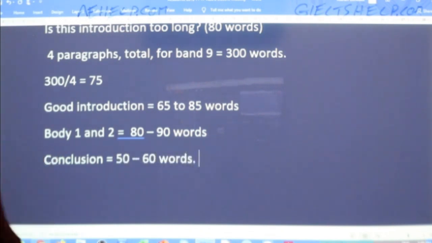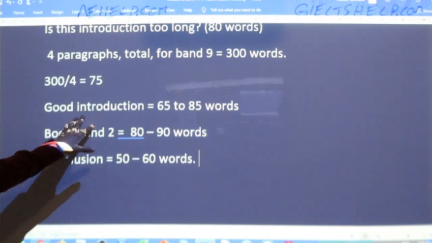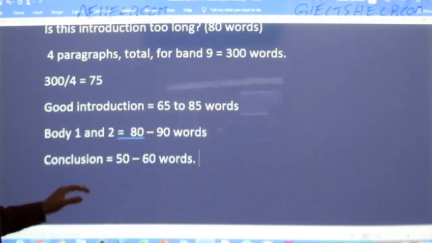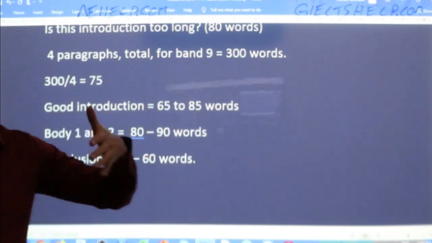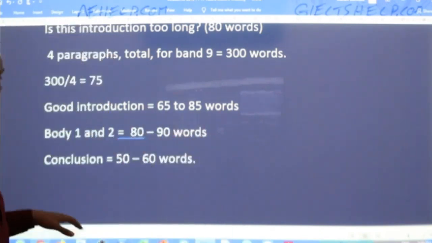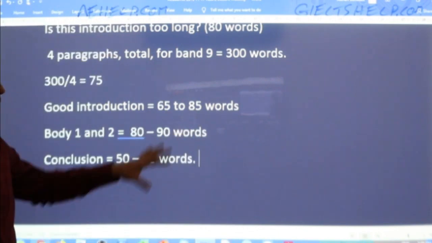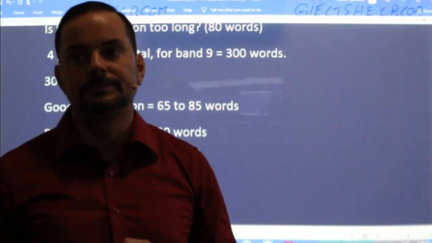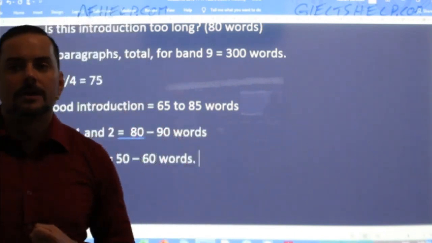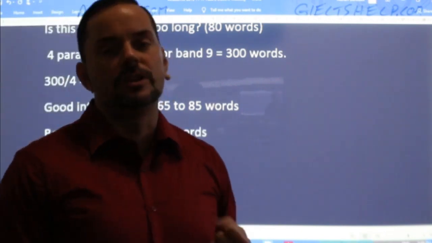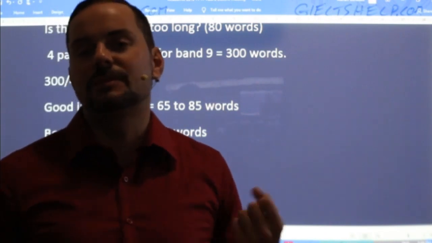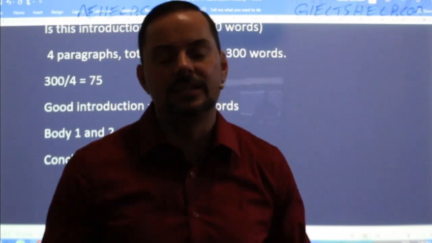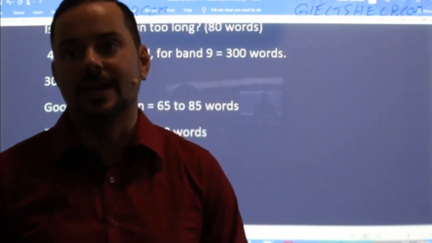So that's how you should think about it. A good introduction is 65 to 85 words on average, body 1, body 2, 80 to 90 words on average, and conclusion is 50 to 60 words. That's my 4 paragraphs. Does that make sense? Is that clear now? The introduction has to be more than just a paraphrase of the question, because just paraphrasing the question doesn't give anything to your reader. It doesn't give any additional ideas of what you're actually writing.